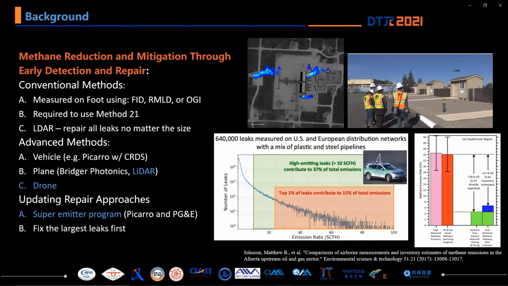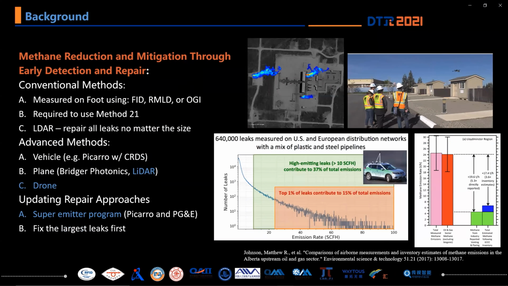Conventional methods typically use foot-based measurements with a flame ionization detector and use Method 21, which limits some other technologies from being used. It also requires that all leaks be repaired, no matter the size.